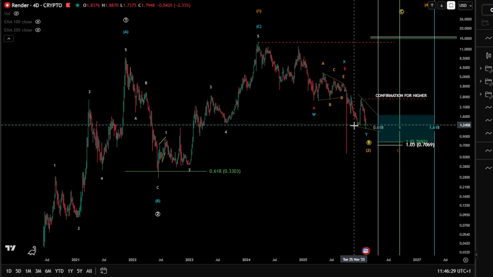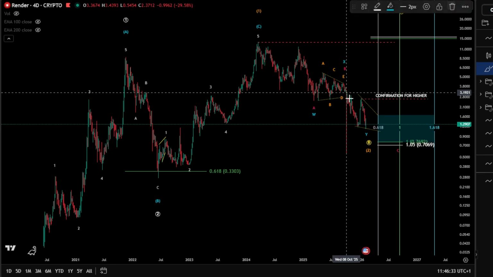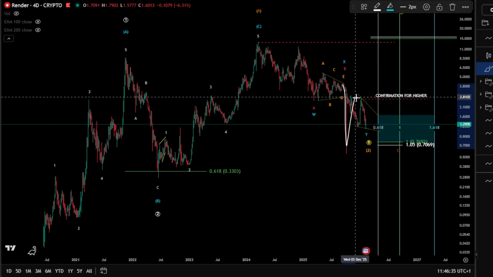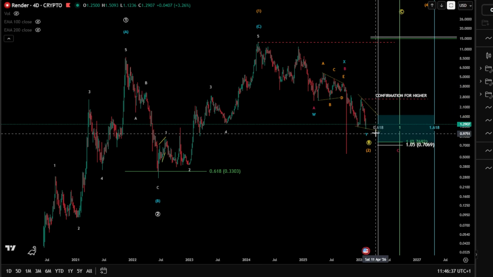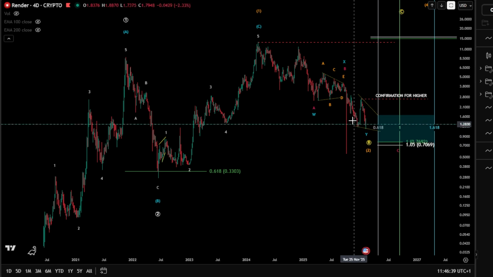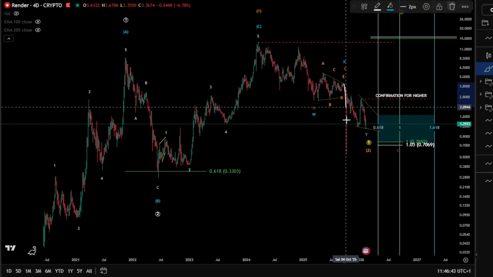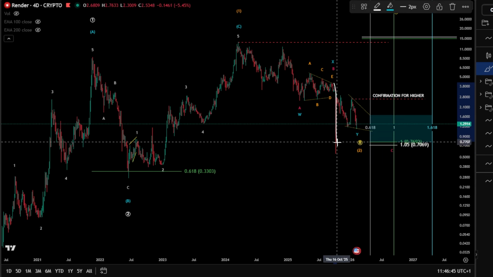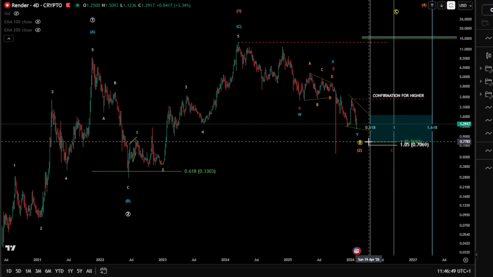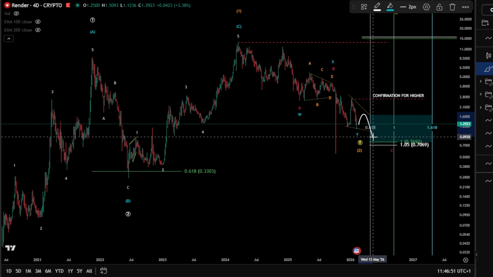$0.76. And that means right now for Rndr, it can be in those two possibilities, whether we are ending a diagonal here, 1, 2, 3, 4, and a 5. This wick is a little bit annoying, but at the end, it can even be a structure here as an A, B, and a C. The wave C is unfolding as well as an ending diagonal. It can be a truncation, it doesn't matter.